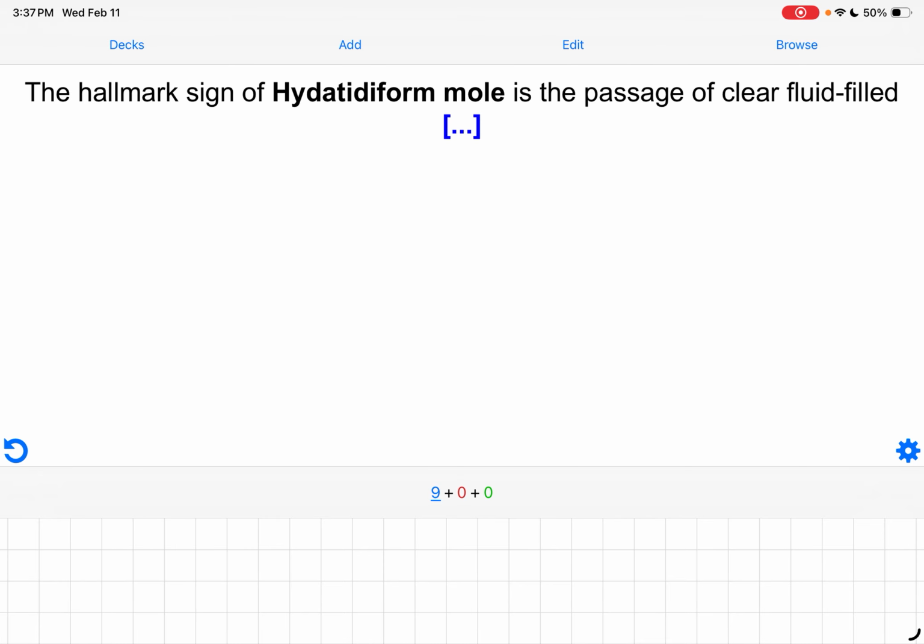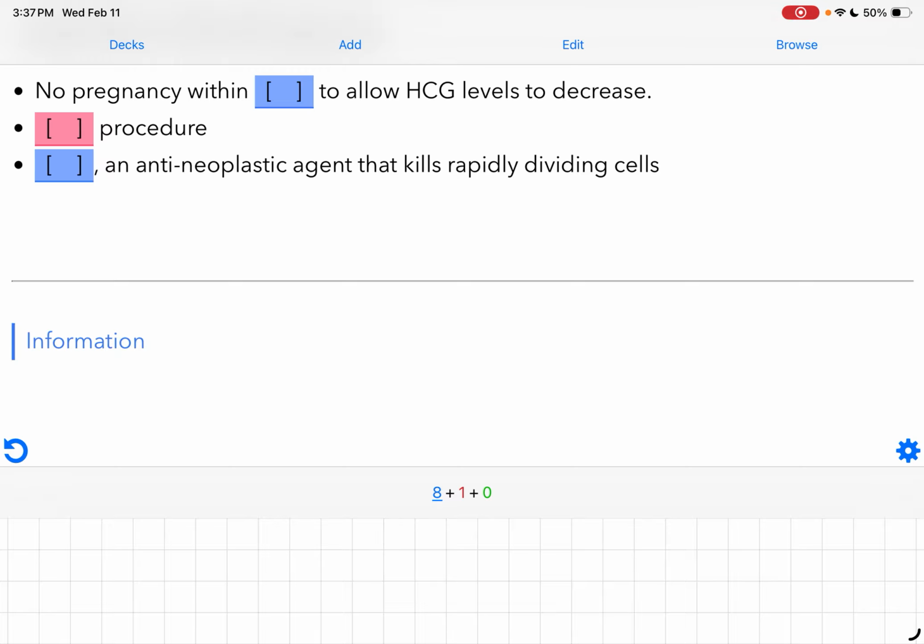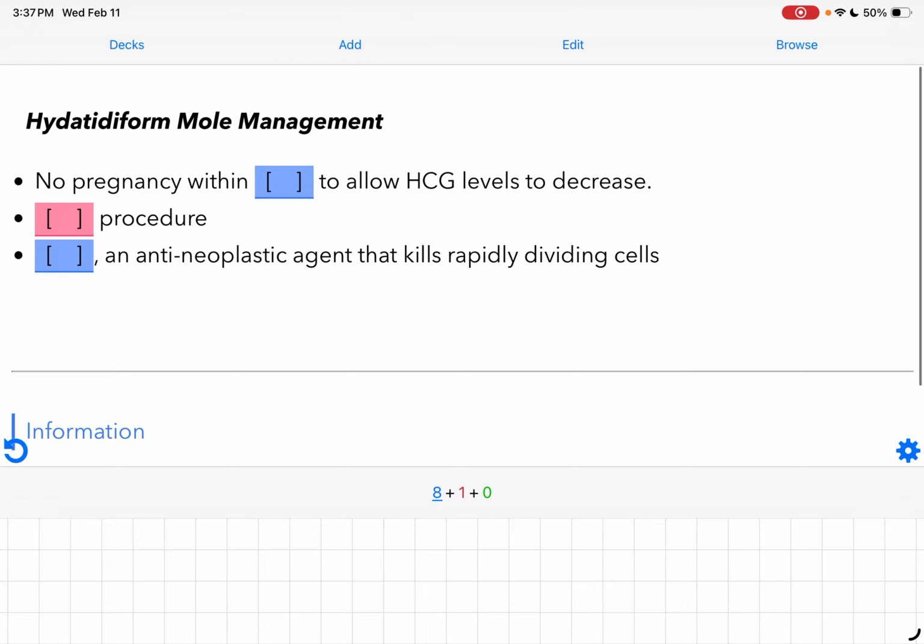The hallmark sign for hydatidiform mole is the passage of clear, fluid-filled, grape-sized vesicles. No pregnancy within. So how do you manage hydatidiform mole?